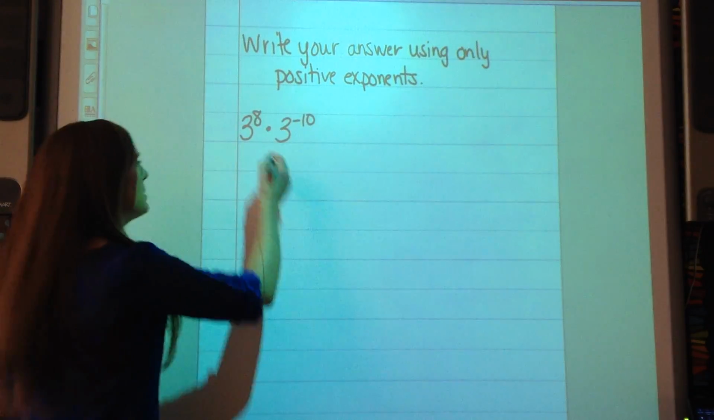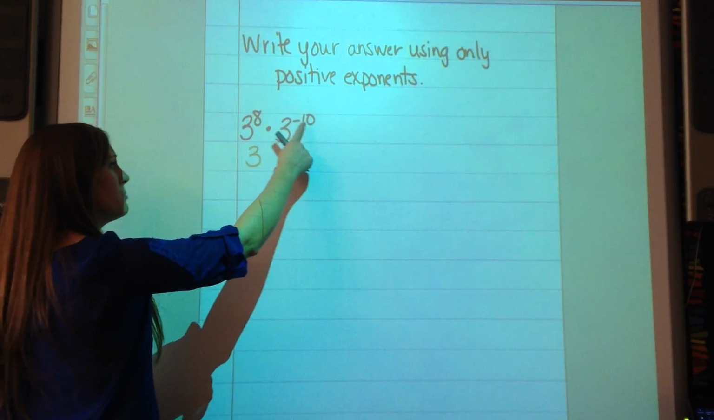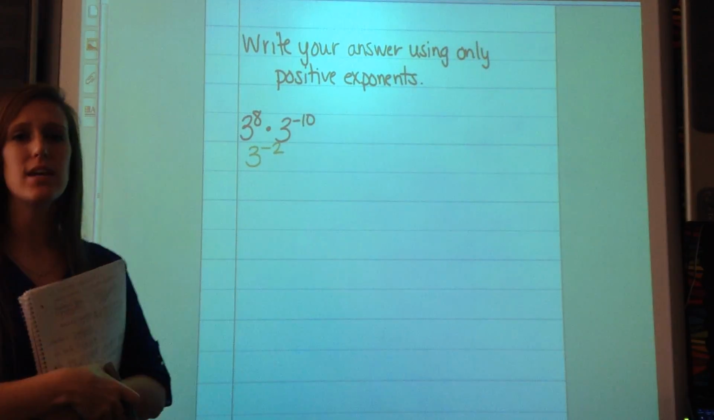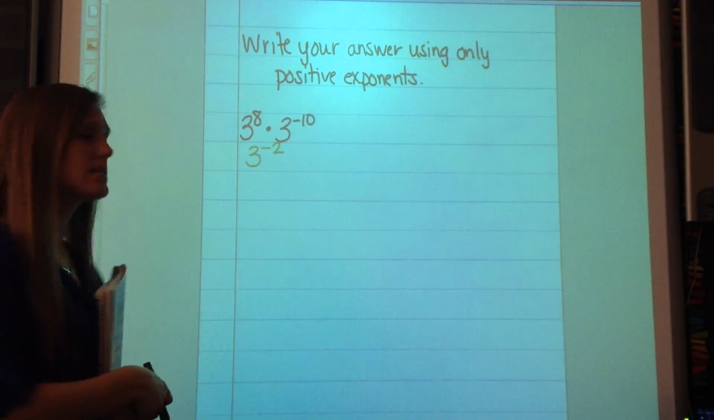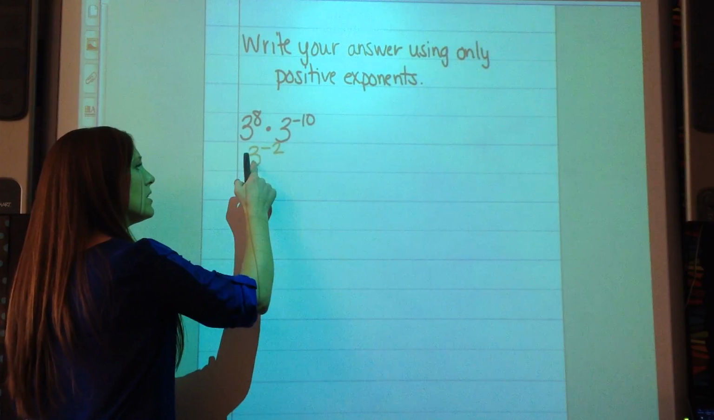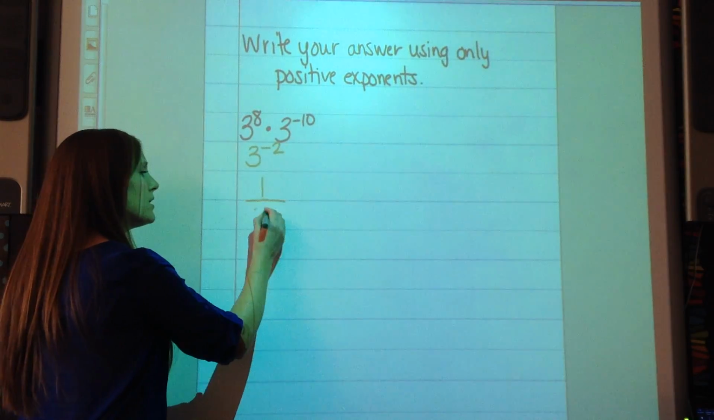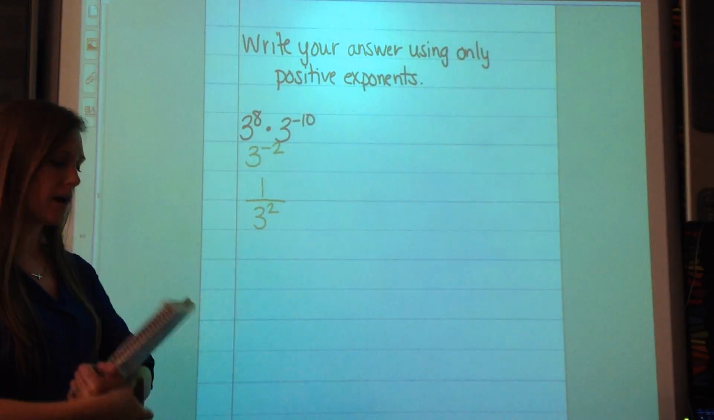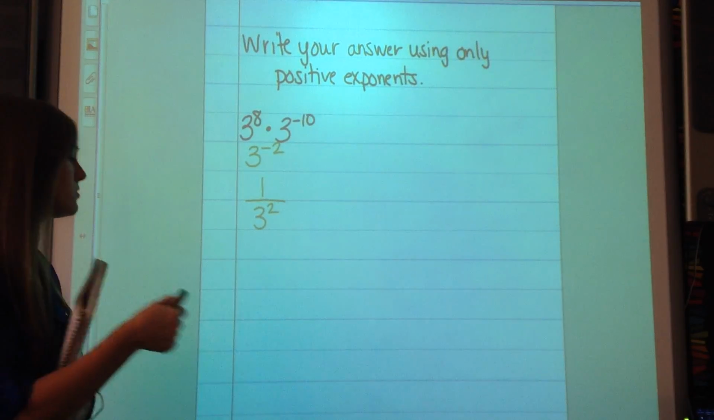So here, my base stays the same. 8 plus a negative 10 is a negative 2. But our answer cannot have negative exponents, so I'm going to have to take it a step further with the rule that we learned today. When I have a negative exponent, it tells me to move the base and the exponent to the denominator, and the exponent becomes positive.